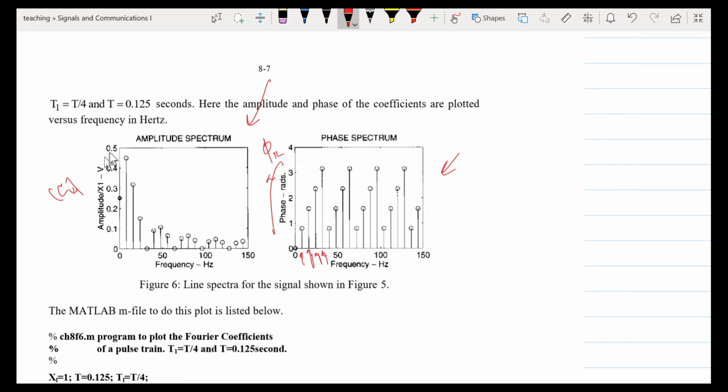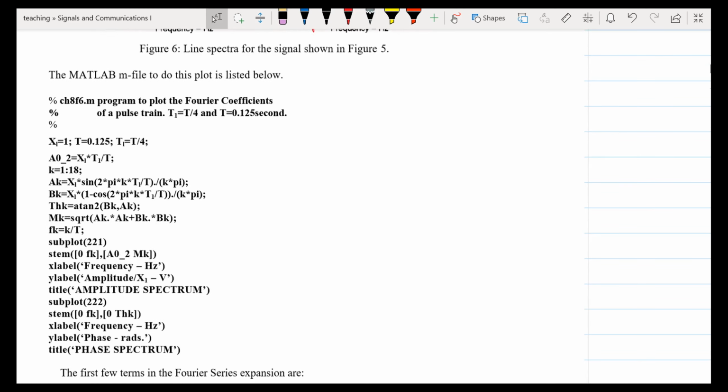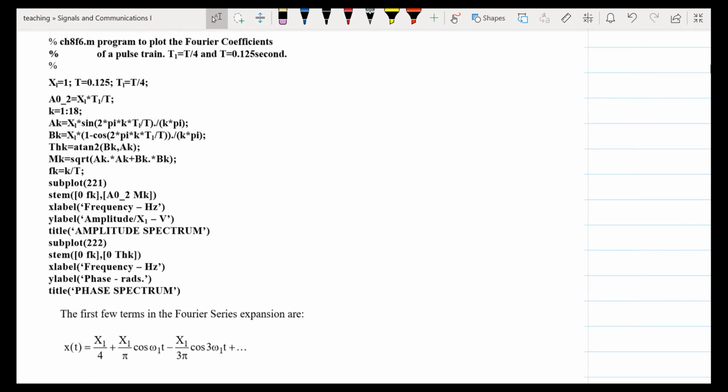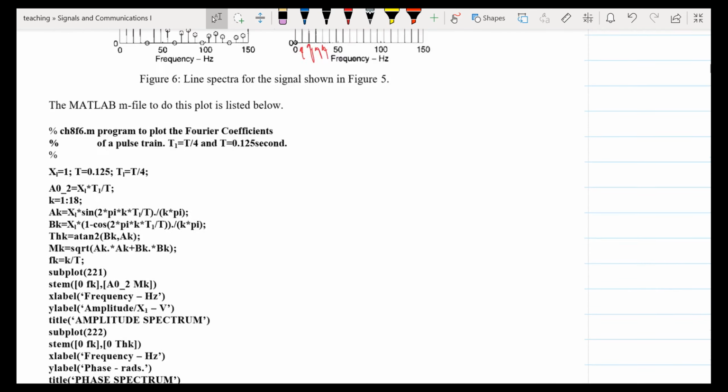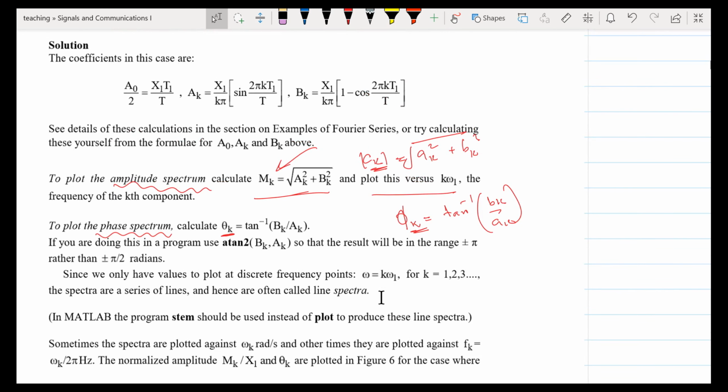So I would ask you to perform this task. I may not have shared this, but I am going to share these two pages, or the entire example. Even if you post this video and look at the example, the solution that I have indicated, you can definitely do that problem, and even in MATLAB. So that is it for the amplitude spectrum and phase spectrum.